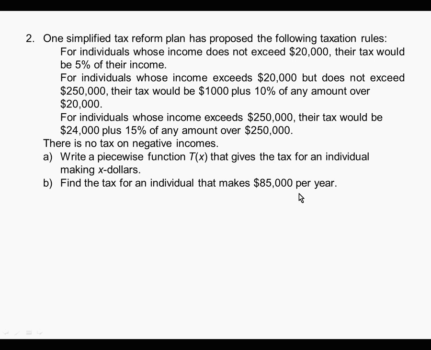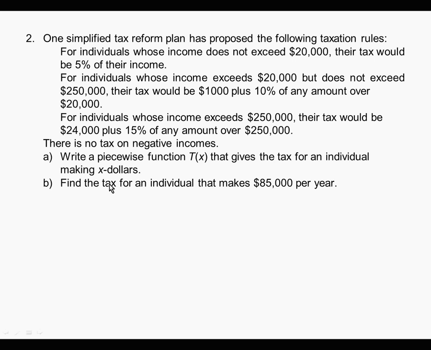Oh, our last one. Okay, one simplified tax reform plan has proposed the following taxation rules. For individuals whose income does not exceed $20,000, their tax would be 5% of their income. For individuals whose income exceeds $20,000 but does not exceed $250,000, their tax would be $1,000 plus 10% of any amount over $20,000. For individuals whose income exceeds $250,000, their tax would be $24,000 plus 15% of any amount over $250,000.